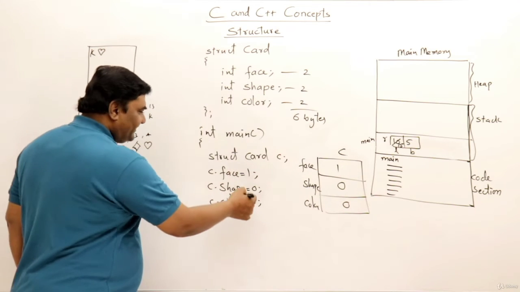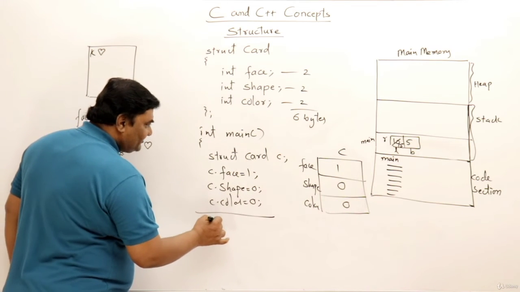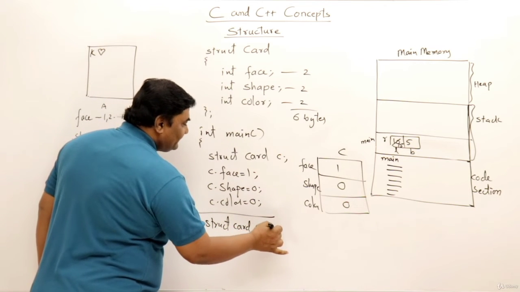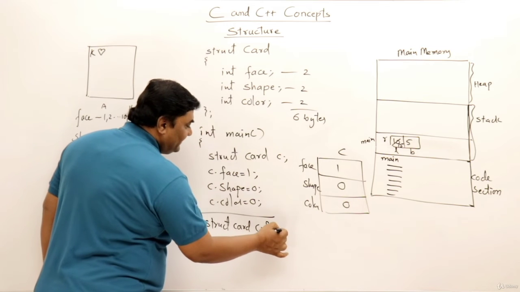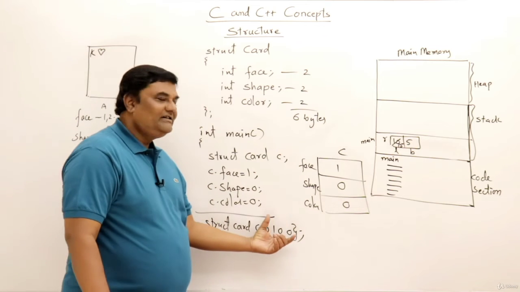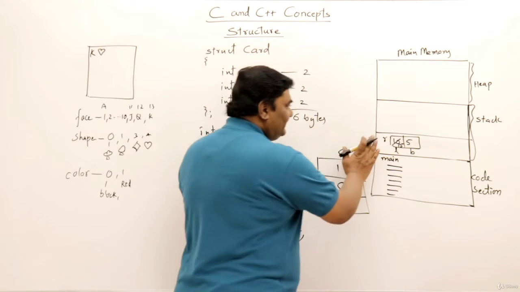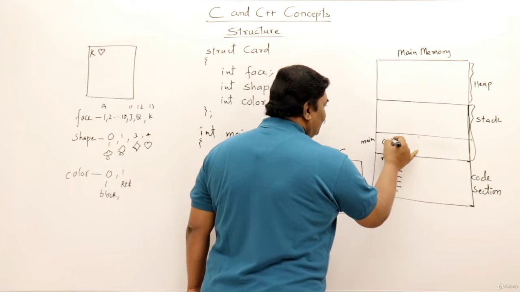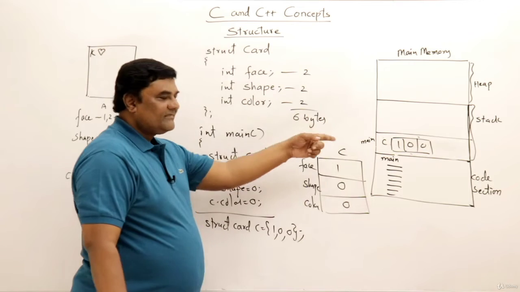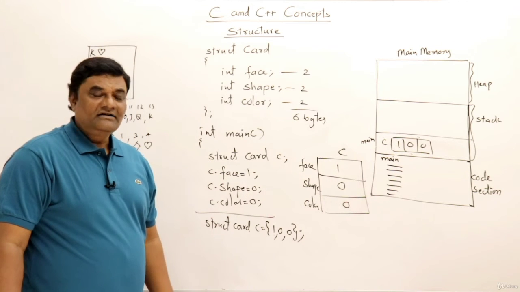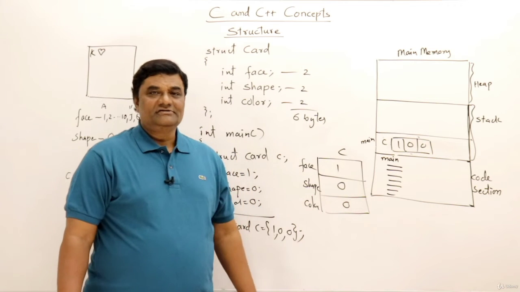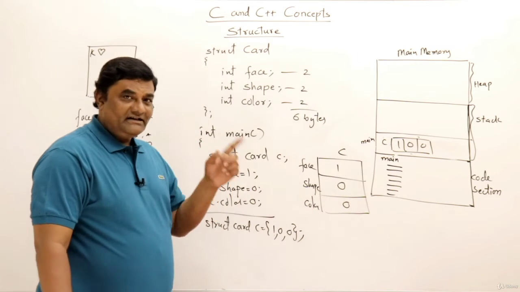Otherwise, I can directly initialize also. Struct card C, I can directly initialize the value. That is, the first face value is 1, the shape is 0, and the color is also 0. So this is declaration plus initialization. And inside the memory, C will have 3 members, 1, 0, 0. It will be inside the stack belonging to the main function, or the stack frame belonging to the main function. Now I'll just remove this and show you one more thing.